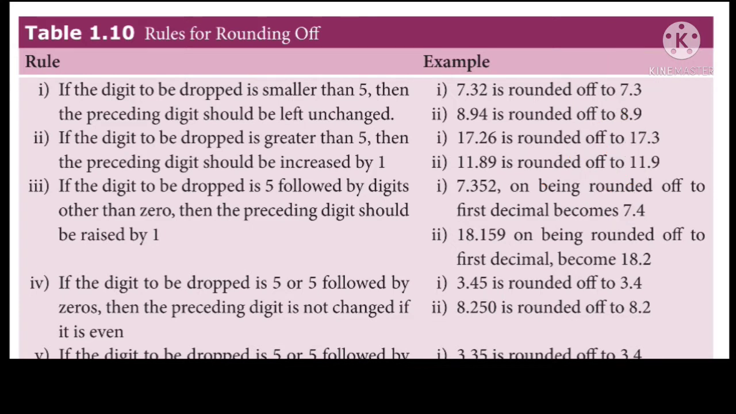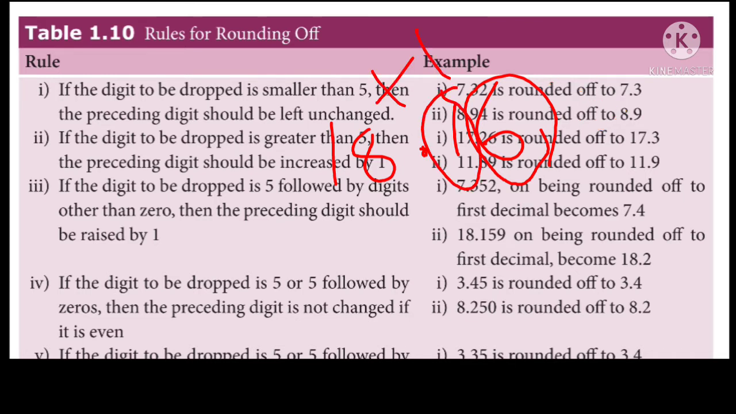Look at the next example, 18.159. In this number, the least significant digit is 9. Since 9 is greater than 5, the preceding digit should be increased by 1. Then we will get 18.16. In this number, the least significant digit will become 6. This 6 is greater than 5. Since it is greater than 5, the preceding digit should be increased by 1. So the result will become 18.2.